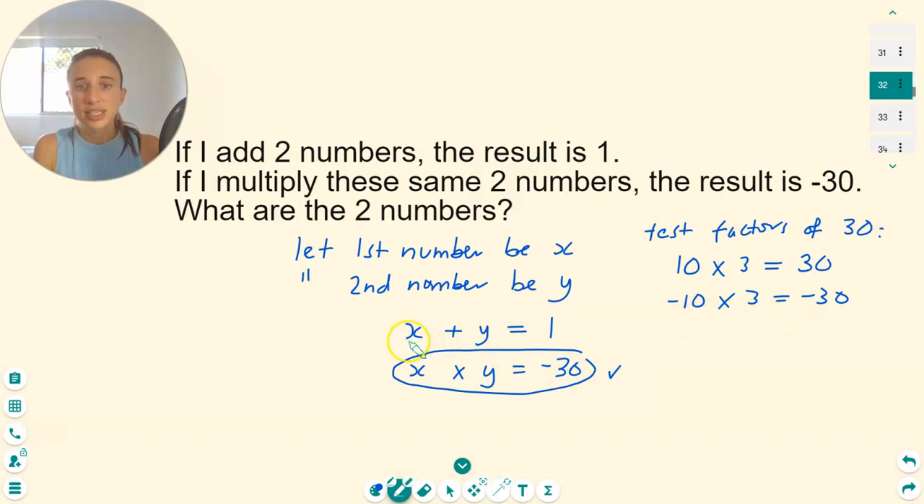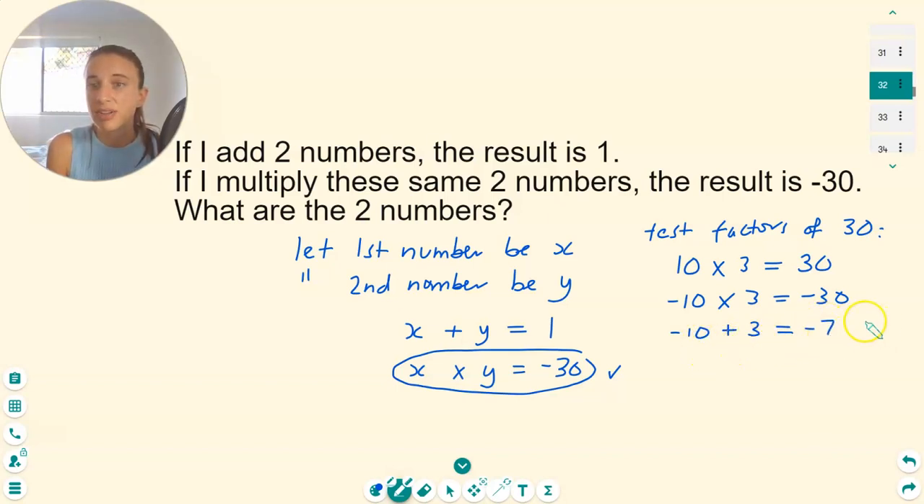But let's actually test out, do these numbers sum to give 1? So negative 10 plus 3, does that equal 1? No, negative 10 plus 3 will be negative 7. So that doesn't work. So negative 10 and 3 are not our numbers. So we have tried 10 and 3. So let's try some more factors.